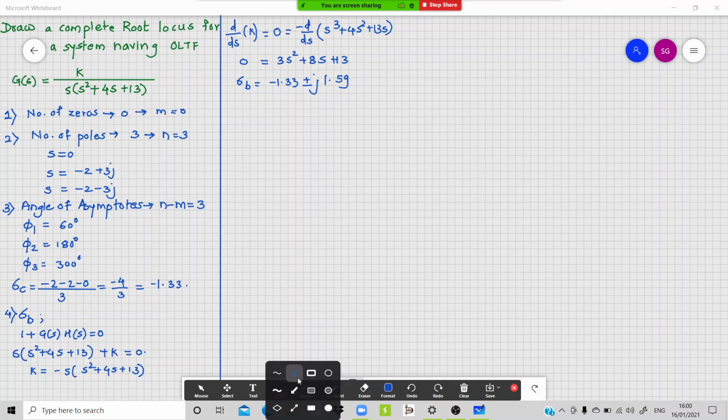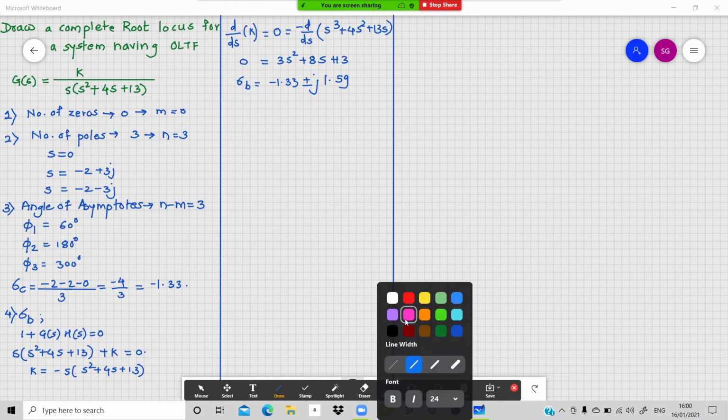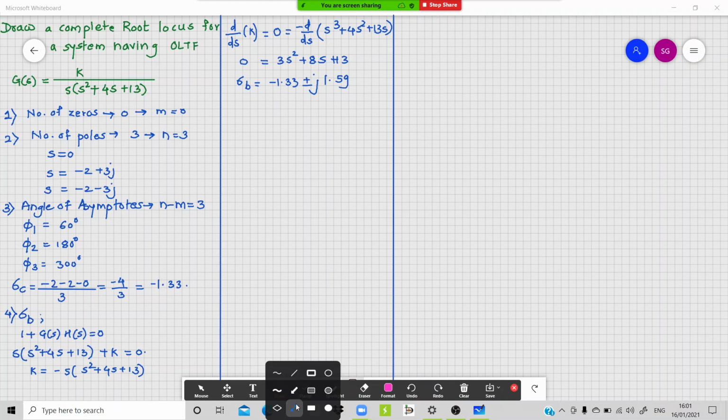Now before I go for some more rules, I would like to start with the root locus. Why? Because, and you also do the same thing, don't keep on calculating everything and then drawing. Instead of that, if you start drawing it simultaneously, start putting the things simultaneously, it will give you more clearance, means a clear idea related to the root locus.